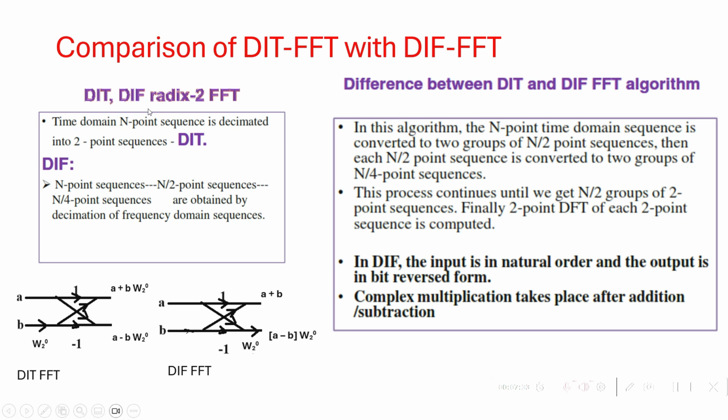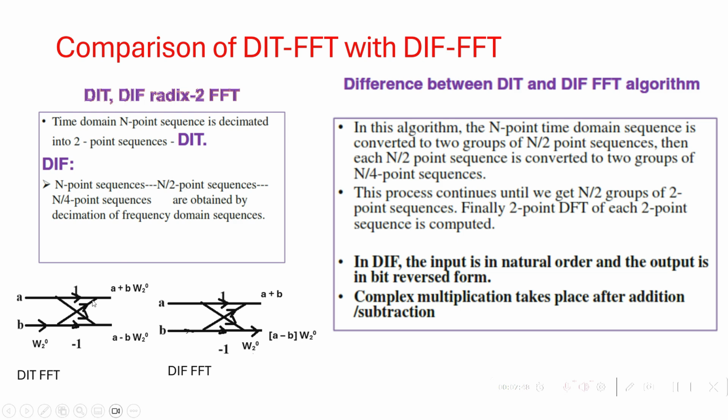So here the decimation is done in the time domain, that is on the input side. Here the decimation is done on the output side, because the time domain is converted into the frequency domain in the case of the discrete Fourier transform.